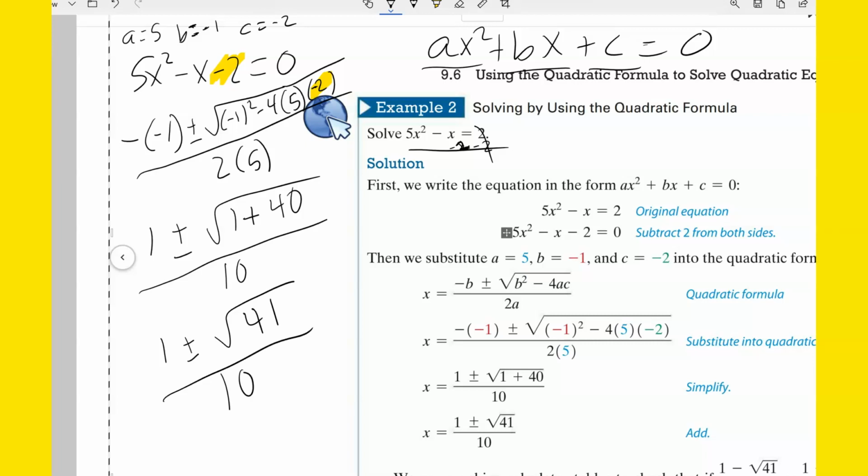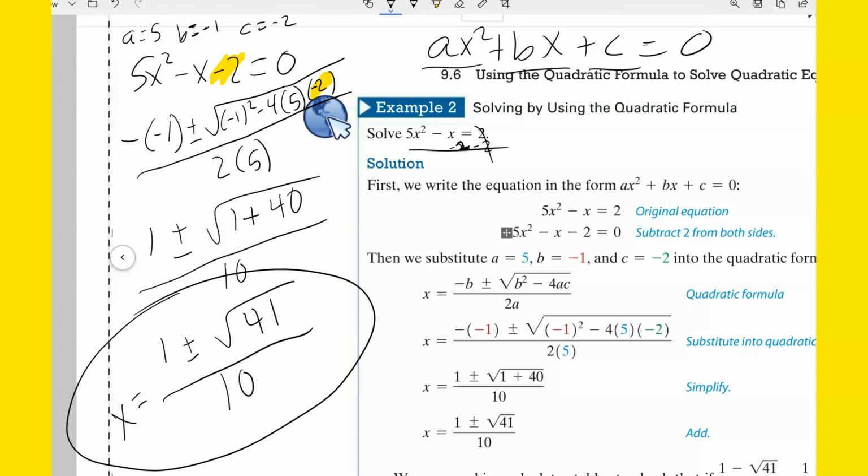And because 41 can't be broken down at all, and I can't reduce anything, can't do any more simplifications, this is it. This is my answer. X is equal to that strange number. 1 plus or minus the square root of 41 over 10. It's still two answers. If you wanted to separate them, you could separate them as 1 plus the square root of 41 over 10, and the other answer is 1 minus the square root of 41 over 10. So it's still two answers, but this way we can write it shorthand by saying 1 plus or minus the square root of 41 over 10.